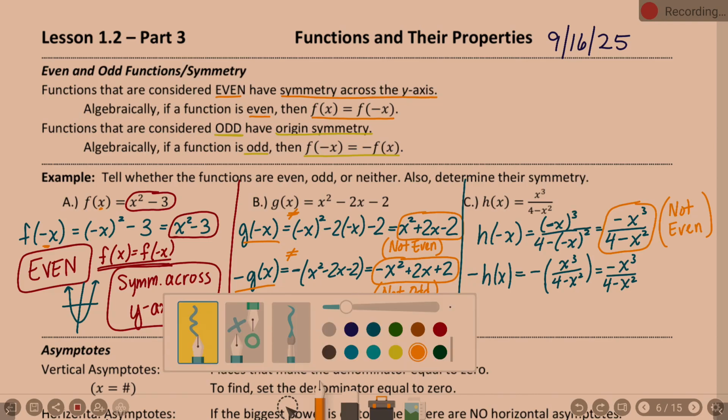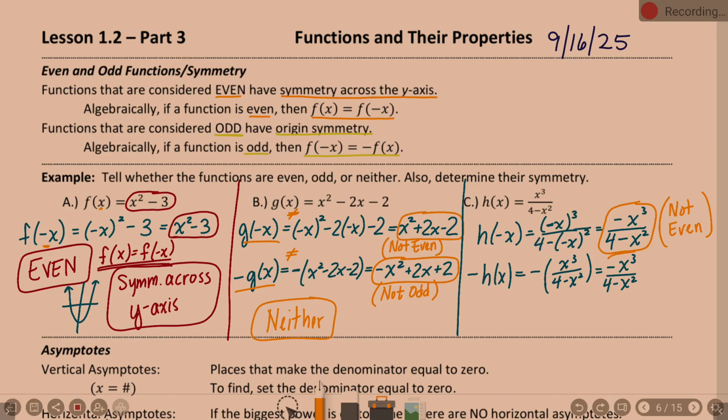Okay, so at this point, we have the negative x cubed over 4 minus x squared. What did we just figure out? It's odd because we saw that h of negative x equals negative h of x, yes? So officially at this point, we can say it's odd.